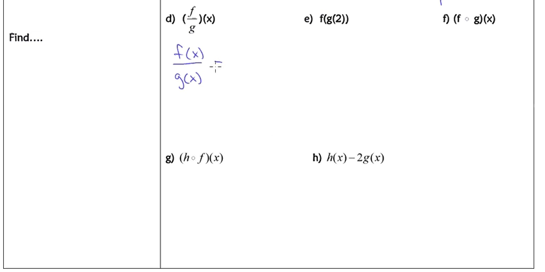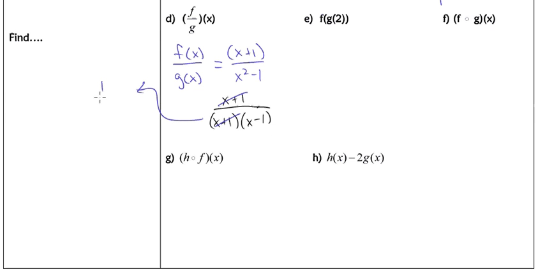Now, f of x, again, was x plus 1, and g of x was x squared minus 1. And we can factor this out. X squared minus 1 is the difference of squares, so we have x plus 1 over x plus 1 times x minus 1. X plus 1 divided by x plus 1 cancels out. And so we're left with 1 over x minus 1, and that is f divided by g of x.